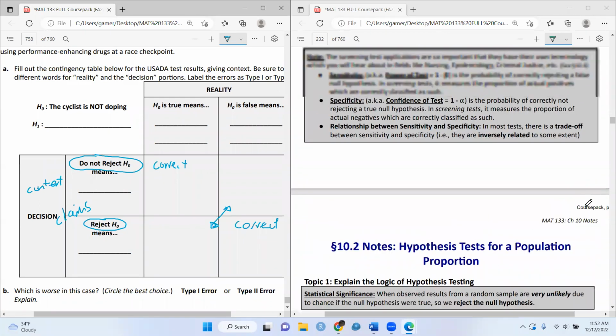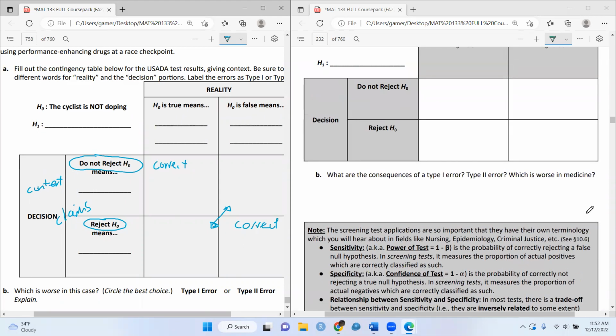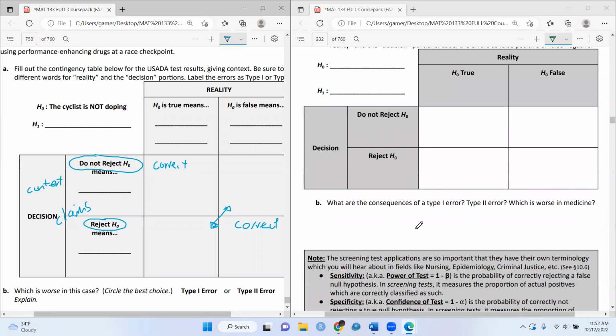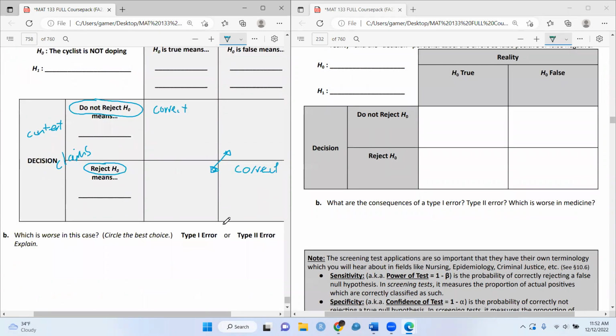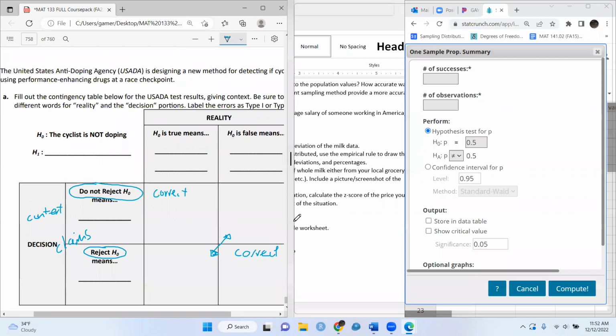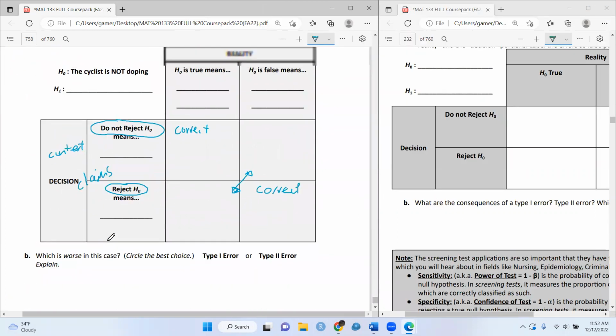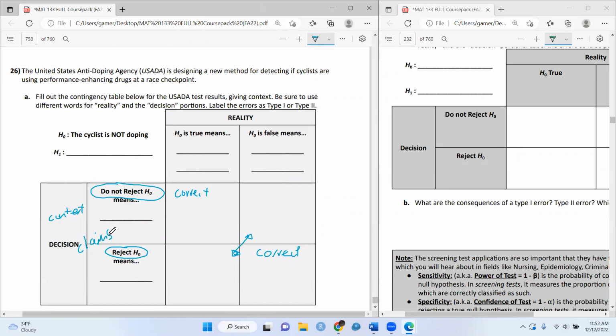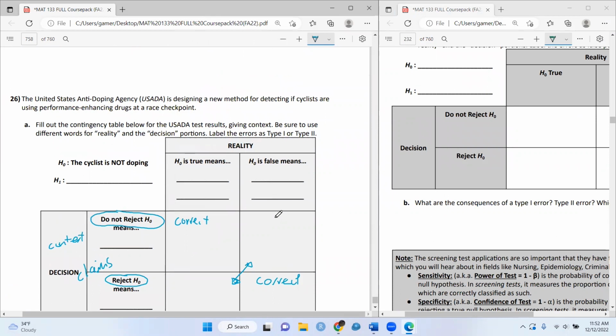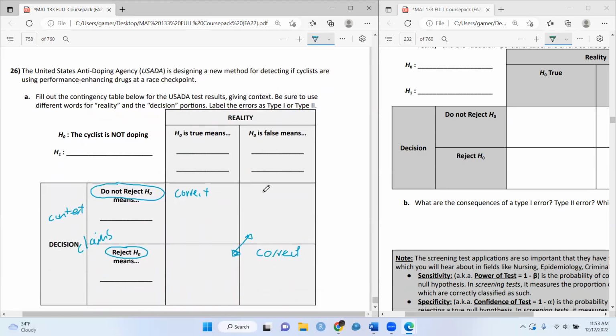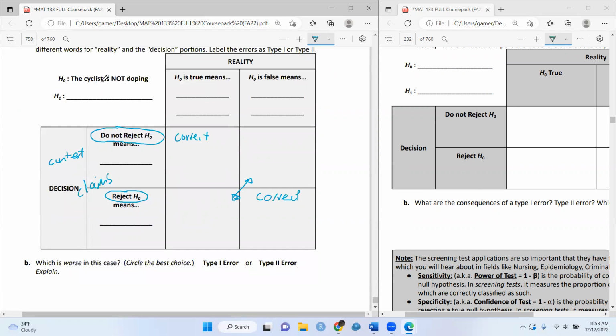So for decision, I put new method doesn't work because they're doing a new method for testing them. That's what I thought it was asking for, like the decision. In like the first line for 26. Oh, no. Because when you run these tests, you're getting back results from each of these cyclists, and so your decision is about whether or not you're rejecting or accepting these things.